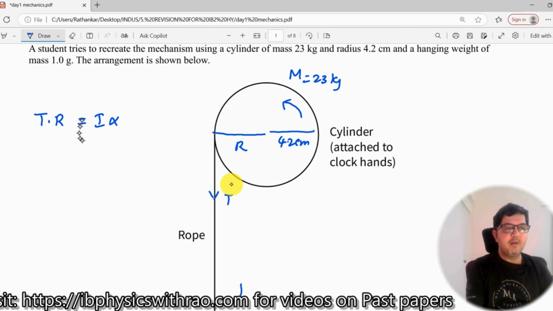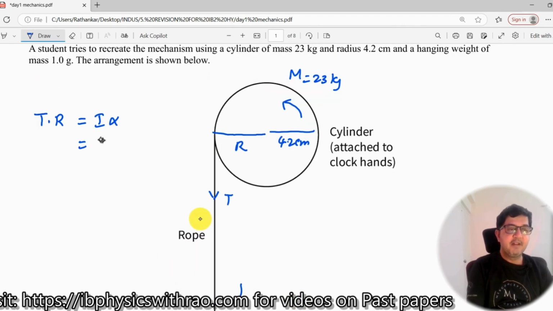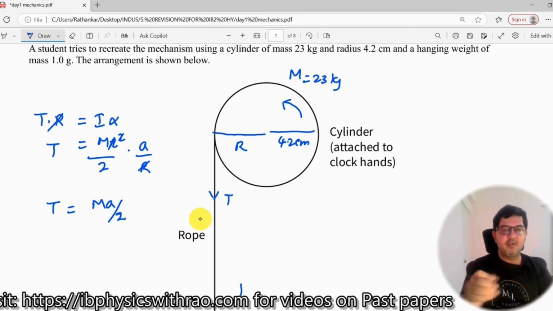Now I'll keep this as such, and what's the value of I? It's already given here, half m r squared. Let me substitute it over here. So m r squared divided by 2, and since the thread is not slipping, I can write alpha is equal to a divided by r. So this r and this r go away, and there's one more r here, this r and this r go away. That's what I get here. I write T is equal to m a divided by 2. If you solve it, you will get to know clearly.